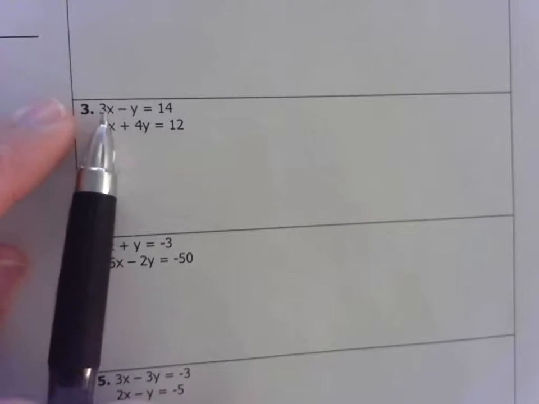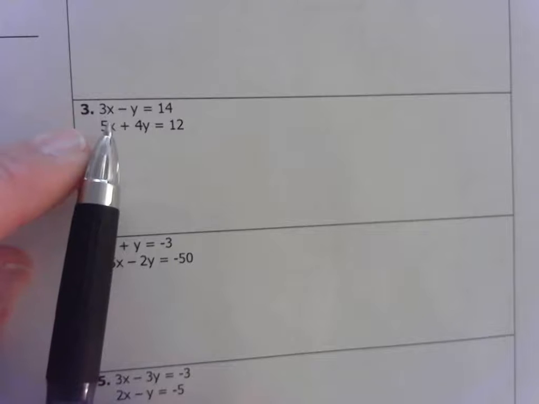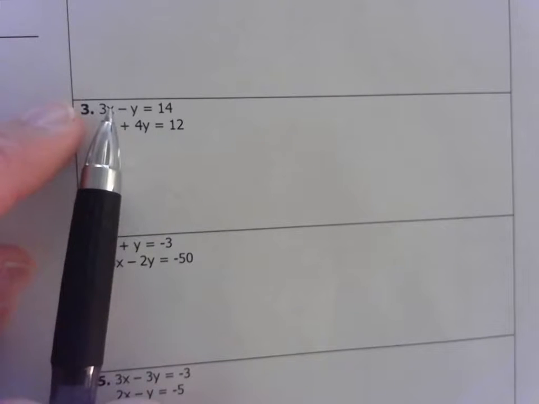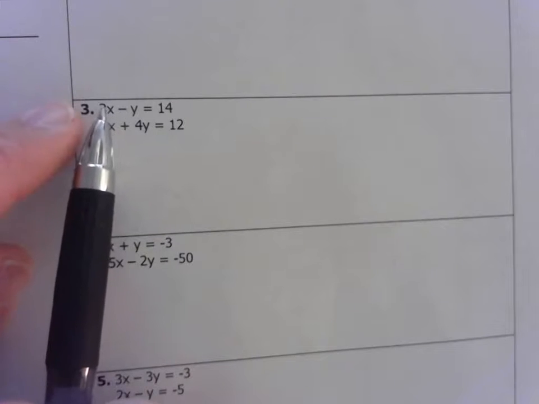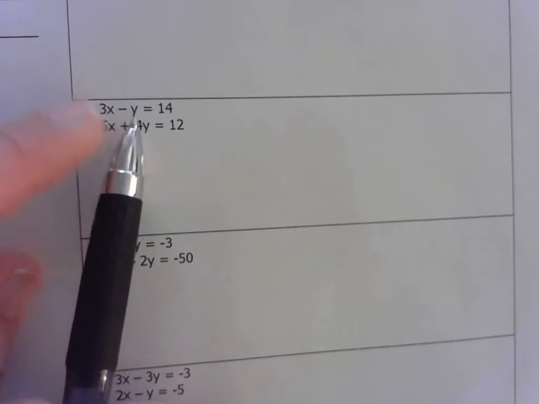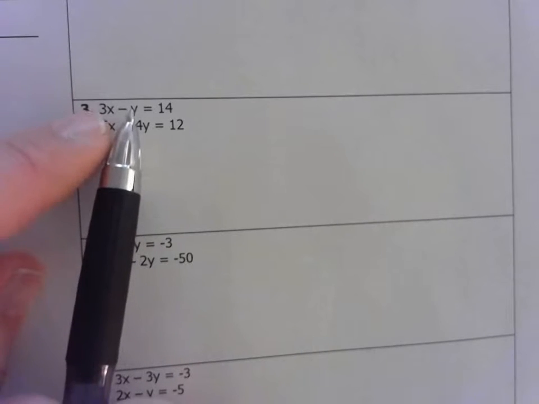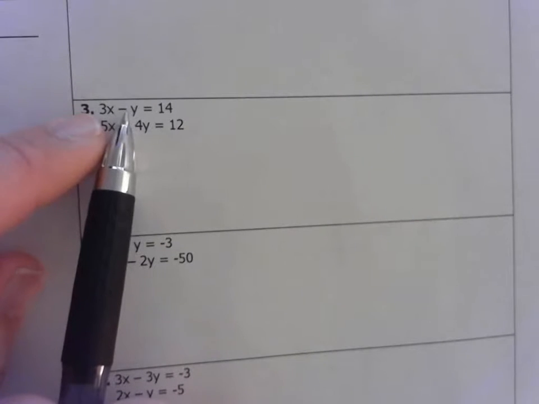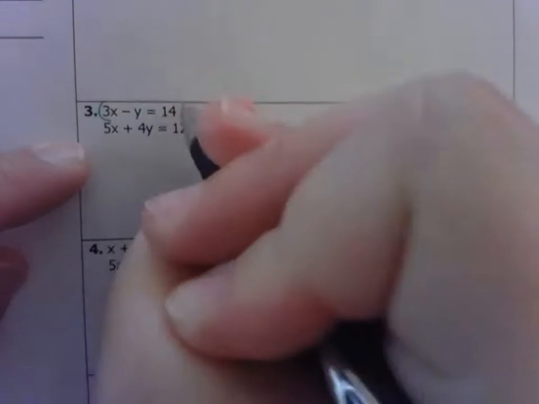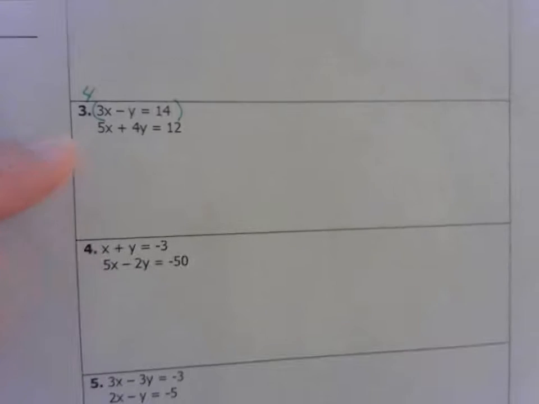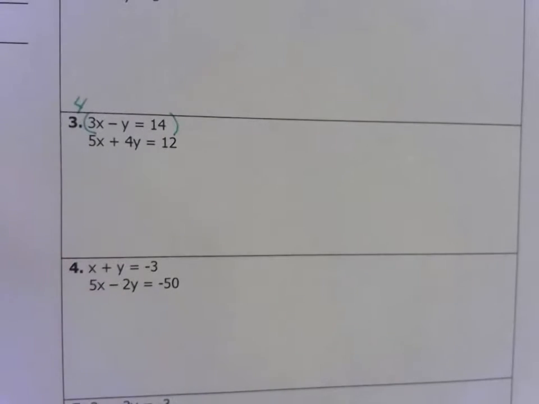So if I look at 3x, the bottom is a positive 5, so is there something times 3 that will give me 5? No. So then I move to the next one. I notice I have a negative 1 and a positive 4. Is there something I can multiply negative 1 by to get a negative 4? Positive 4. So I'm going to take my top equation and multiply by a positive 4. Because if I distribute the 4, that will give me a negative 4y on top, and then a positive 4y on the bottom.